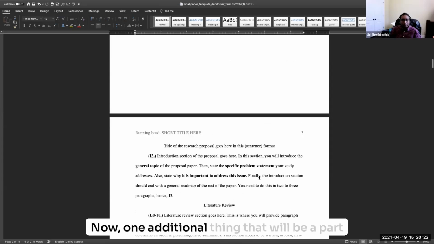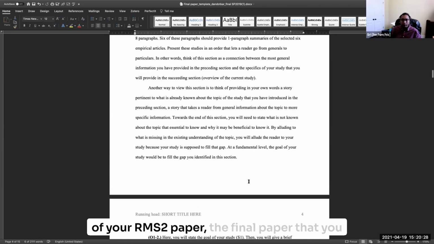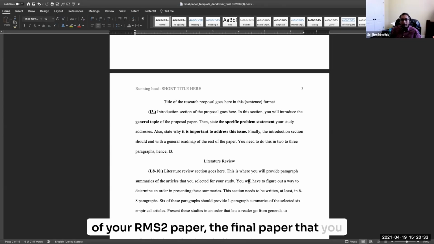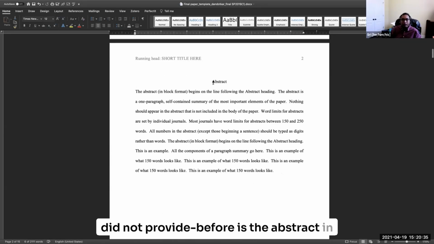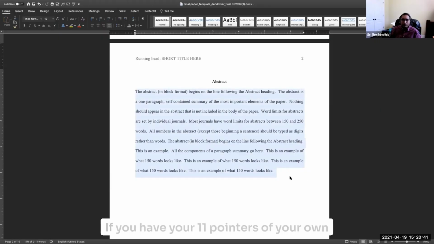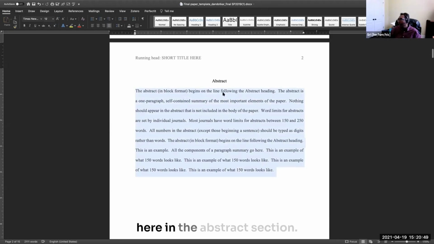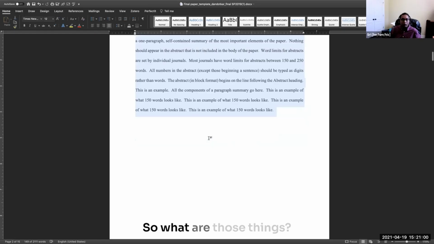Now, one additional thing that will be a part of your RMS2 paper, the final paper, that you did not provide before in RMS1, is the abstract. Now, let me tell you what an abstract is. Now, you already have this information. If you have your 11 pointers of your own study, the most important points from that go here in the abstract section. So what are those things?